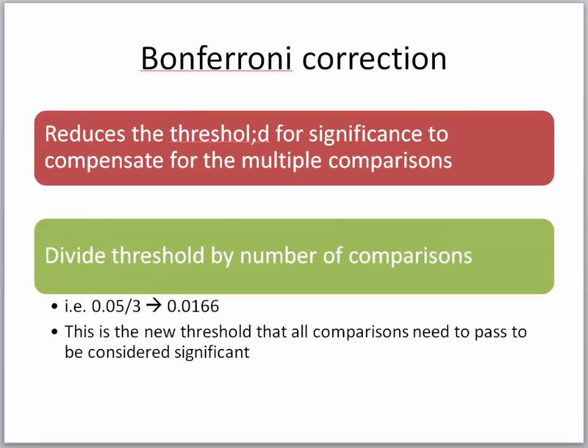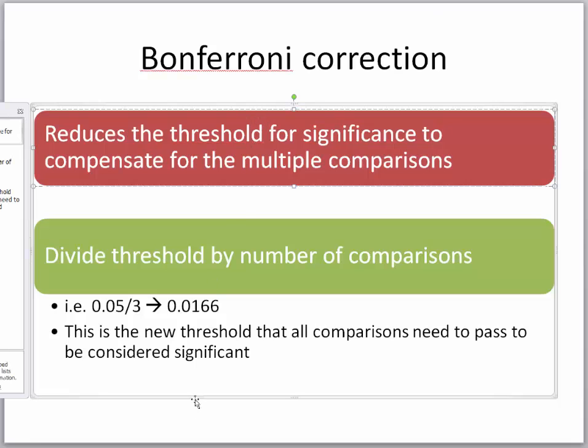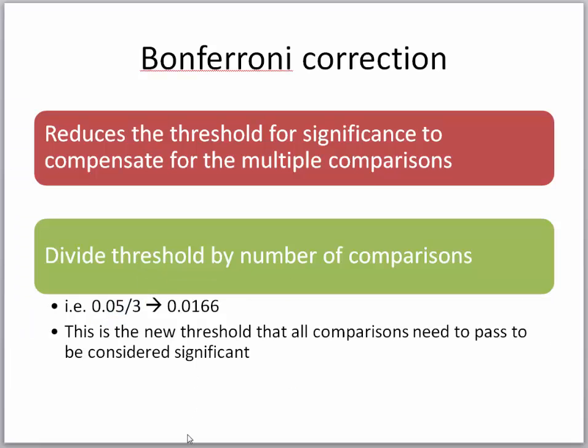So what you'll end up with then is your p-value of 0.05 divided by 3, giving you a much lower p-value. And any comparison needs to pass that to be considered significant. So it does make it much more of a challenge to find significance.